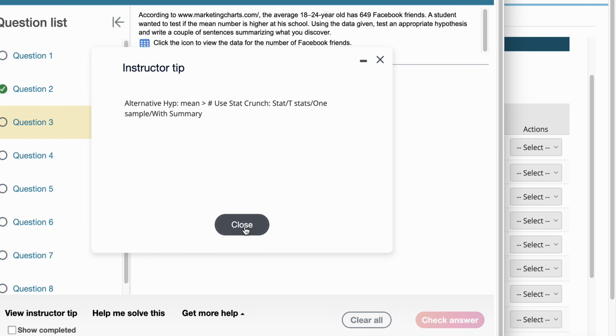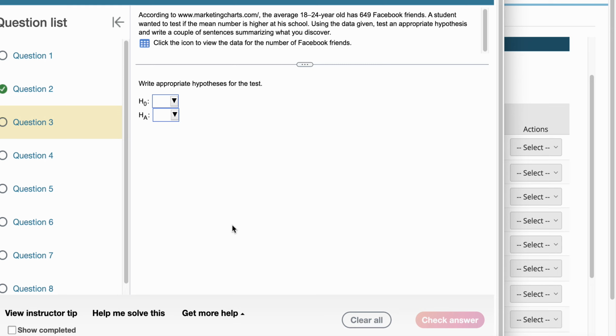So now we're going to go on to question 3. A marketing firm says that the average 18 to 24-year-old has 649 Facebook friends. But a particular student wants to test if the mean in his high school is higher. Okay, so let's see what the marketing firm says. We better write that down. It's 649.